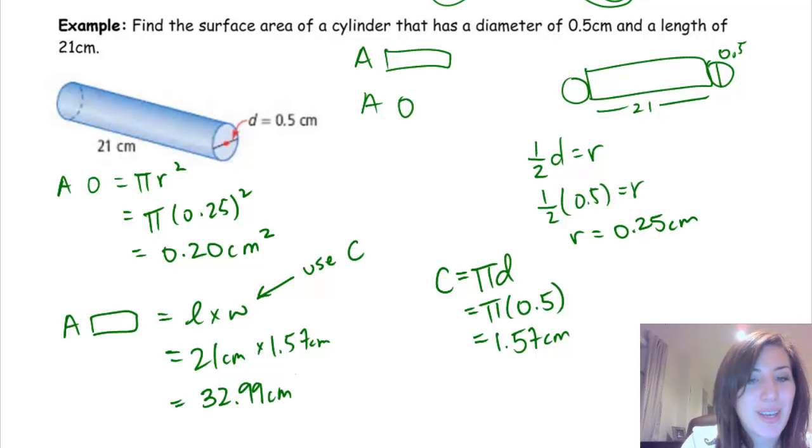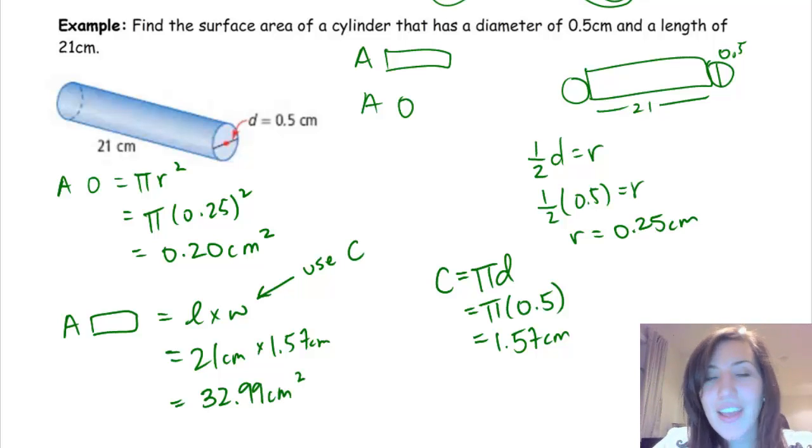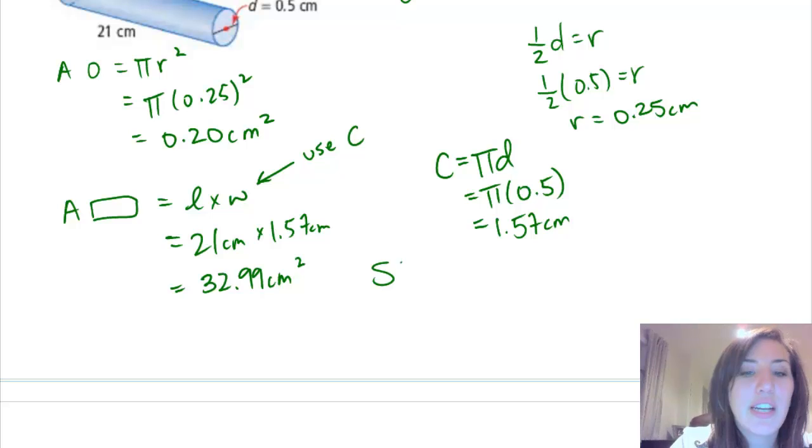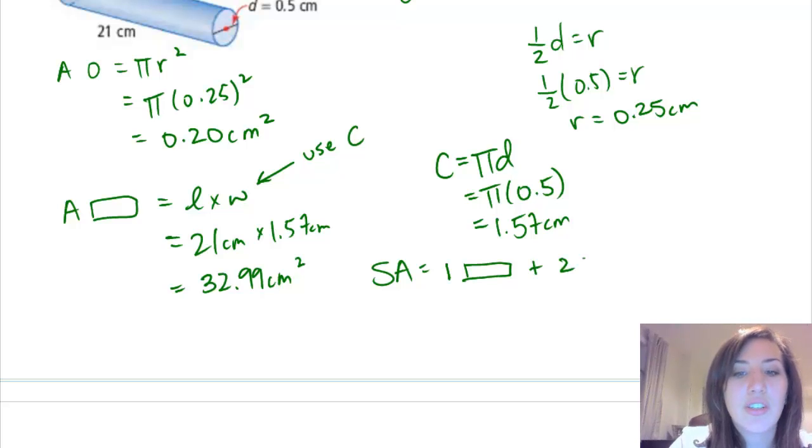32.99 centimeters squared. Are we done? No, because we've just figured out the little ones. We need to figure out the total surface area. So the total surface area equals, well, we have one long rectangle plus we have 2 circles.